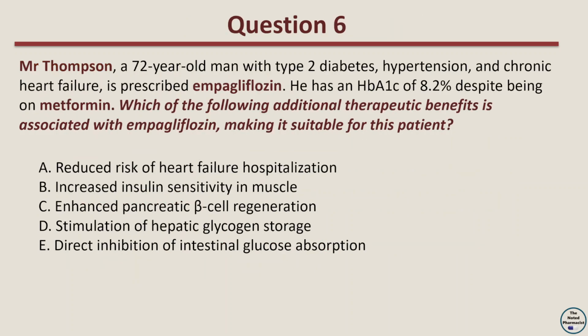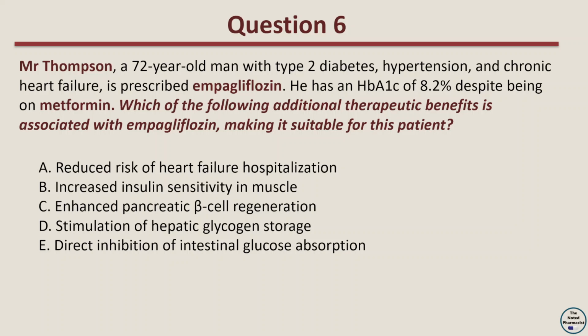Question 6. Mr. Thompson, a 72-year-old man with type 2 diabetes, hypertension, and chronic heart failure, is prescribed empagliflozin. He has an HbA1c of 8.2% despite being on metformin. Which of the following additional therapeutic benefits is associated with empagliflozin, making it suitable for this patient?